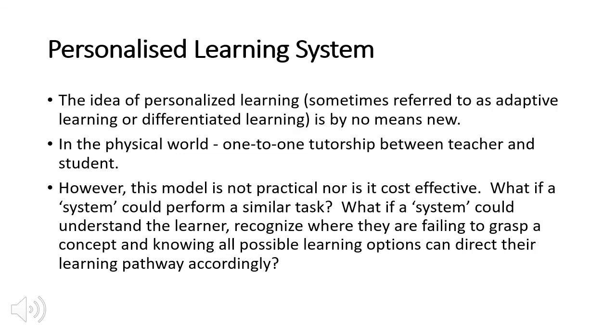With the existence of a cognitive system, we can create what we call a personalized learning system. The idea of personalized learning, sometimes referred to as adaptive learning or differentiated learning, is by no means new. In the physical world, one-to-one tutorship between teachers and students is an example of personalized learning. However, this model is not practical and not cost effective. What if a system could perform a similar task? What if a system could understand the learners, recognize where they are failing to grasp a concept, and, knowing all possible learning options, direct their learning pathway accordingly? This is where the system can help.